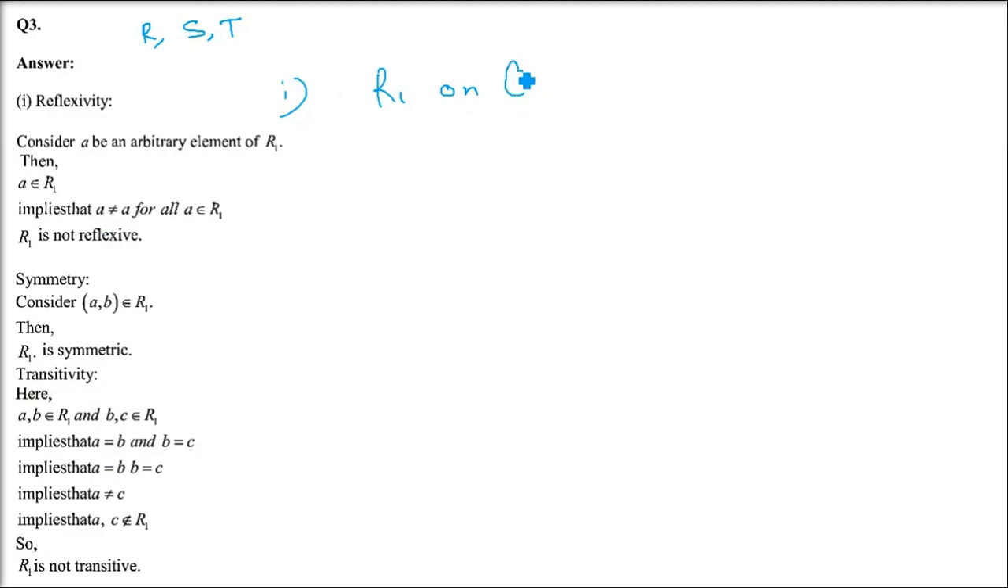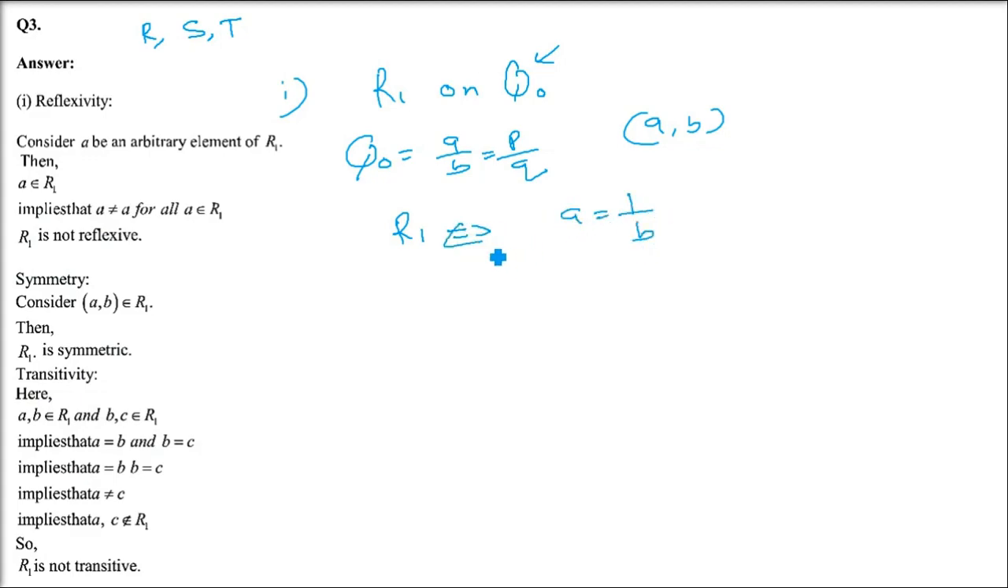R1 on Q0. So what is this Q0? Q0 is the set of rational numbers without zero, non-zero rational numbers, that is P by Q form. Let me tell you again. Q0 is a set of A by B or P by Q form, and B and Q will not be equal to 0. And it is defined by A comma B, always the relation will have an ordered pair. So the relation is given by A equals 1 by B.